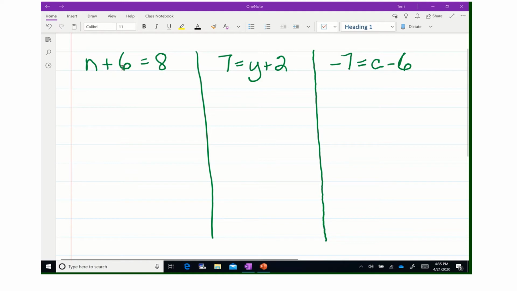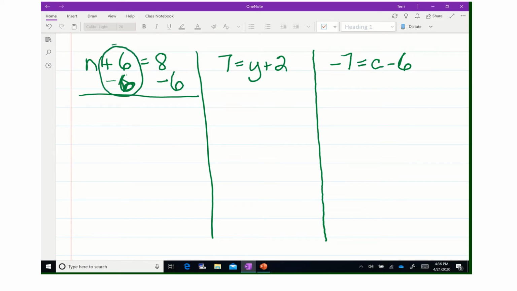So in order to get rid of the plus 6, we have to do the opposite. So we're going to take away a 6 from this side. What we do to one side of the equal sign, we do to the other side. These two numbers are opposites, positive 6 and a negative 6. Opposites are always equal to 0, so these two are going to cancel each other out. And what we have left is n equals 8 minus 6, which is 2. So n equals 2 is our final answer.